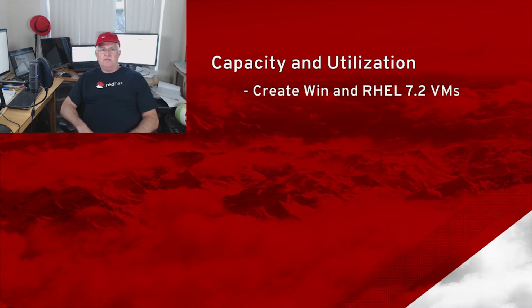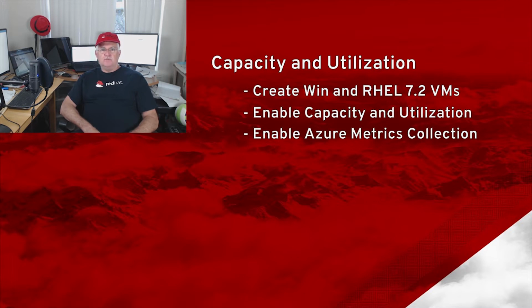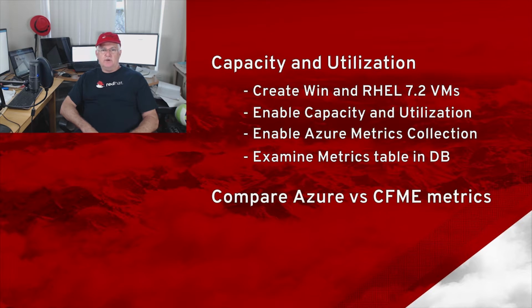The task we're going to perform today, we're going to quickly create Windows and RHEL 7.2 virtual machines. We're going to enable capacity and utilization feature inside CloudForms. On the two virtual machines, we're going to enable metrics collection on Azure. We're going to examine the metrics table inside the CloudForms database. And finally, we're going to look at the VM utilization and compare the values against the Azure metrics.